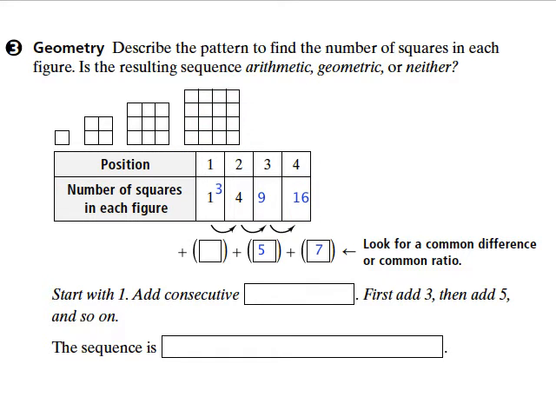So we start with the number 1, and we add consecutive odd numbers. So first we added 3, then 5, and so on. The sequence is neither, because we're not adding the same number, we're not multiplying by the same number. Pause the video if you need any more time to copy down this example. Don't forget to record a question that we can answer in class.